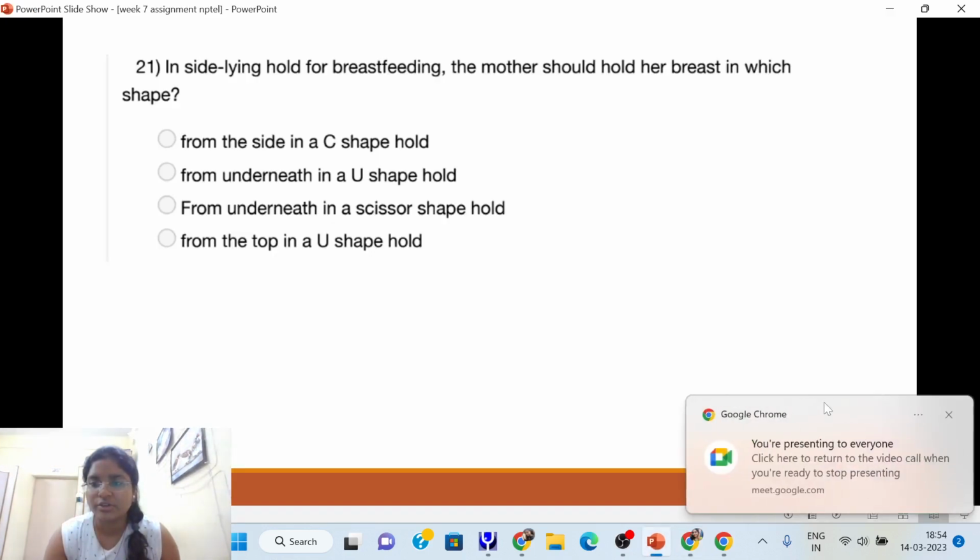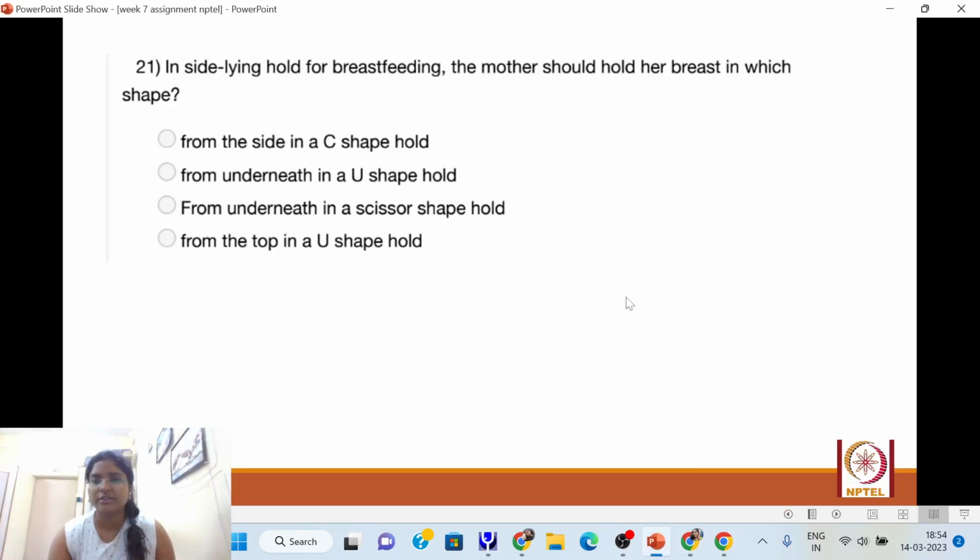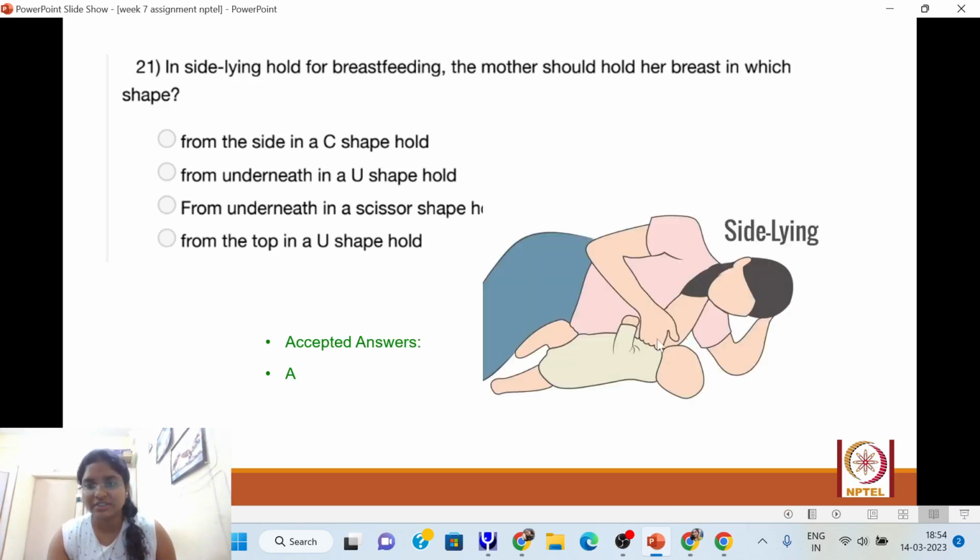Okay, let's see what is the correct answer to this question. I got multiple answers, but the correct answer is from the side in a C-shaped hold. Here you can see this is the C-shaped hold. From the side, the mother can hold her breast in a C-shaped hold, and that will be the most comfortable thing to do while side-lying hold for breastfeeding, right? It is a C-shaped hold from the side, not U-shape, not scissor shape from underneath as well, right?